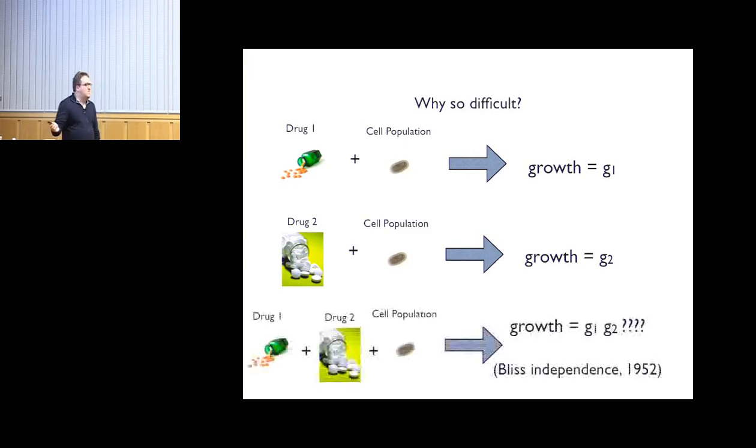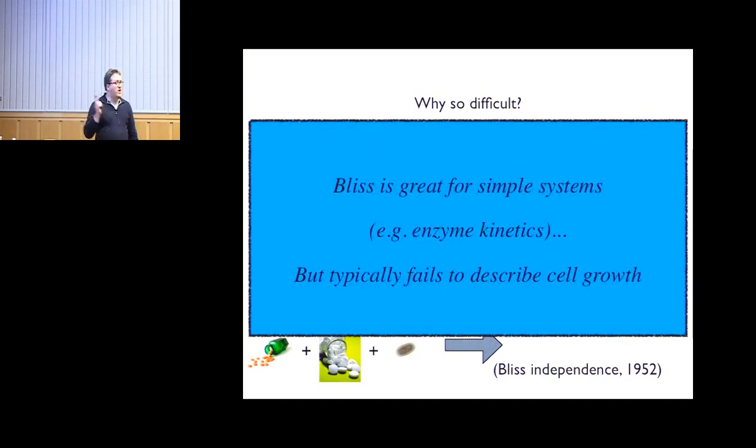The simplest possible thing you might think of is you can multiply these two things together. So, for example, if this growth were 0.5, so growth is inhibited by 50%, this is 0.5, and when you put them together, maybe you'd expect total growth of 25%. Right? So this is called Bliss independence. It was developed in 1952. It's been used extensively as a null model for what might happen when you put two drugs together. And Bliss independence is great for really simple systems.